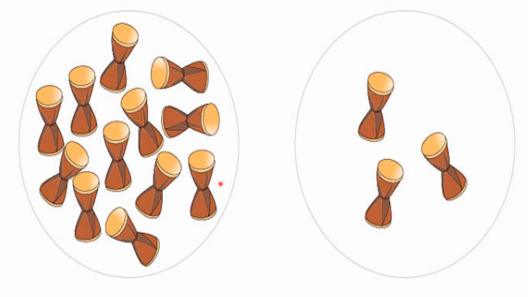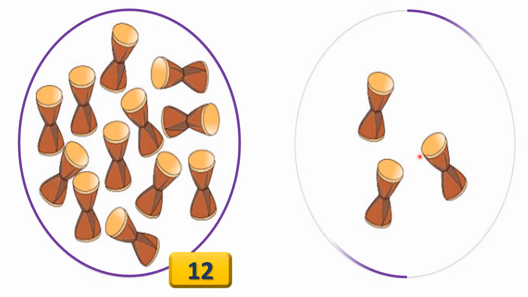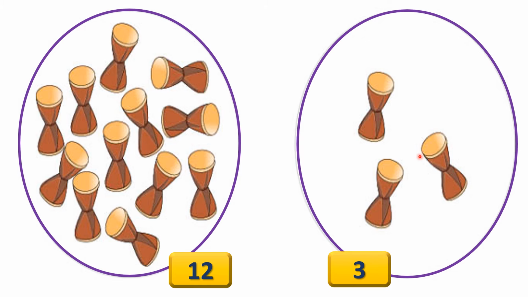Dear children, here you can see dumb-roos. This is the first group of dumb-roos and this is the second group. In the first group, there are totally 12 dumb-roos. Just now I have counted. And in the second group, there are 3 dumb-roos. Now here we have two symbols. This is greater than, this is smaller than. And 12 is the first number, the first group. This is 3, the second group.